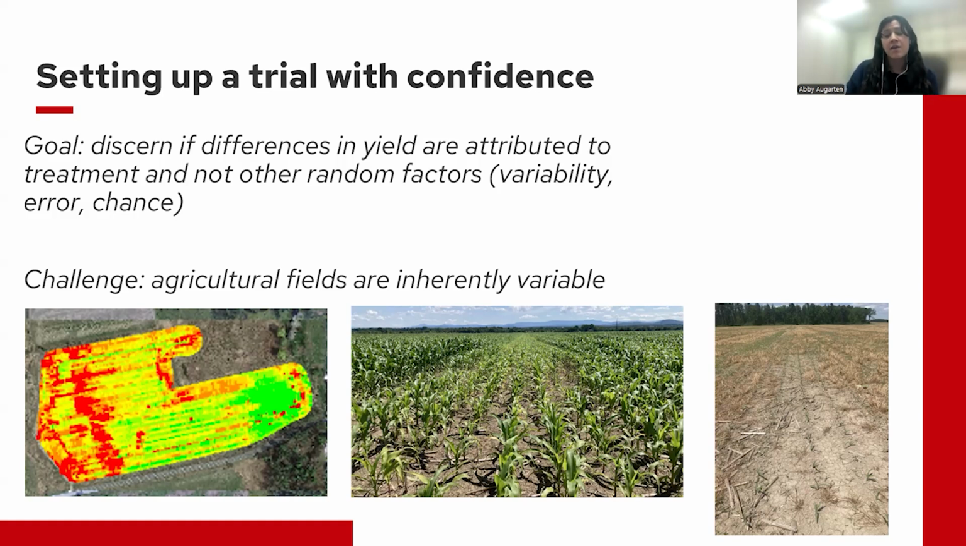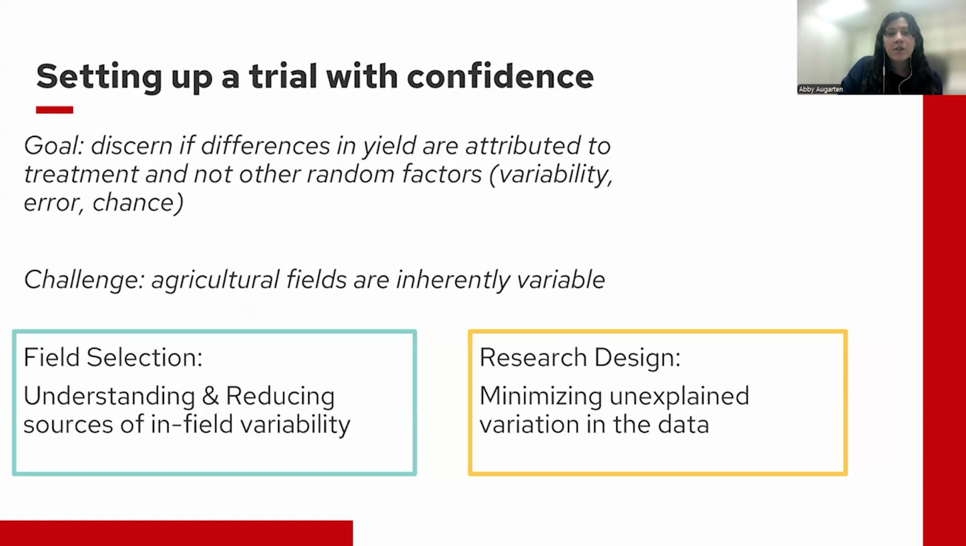So the opportunities for variability are quite robust in our agricultural field. So especially with on-farm research trials where we have field scale or large plot designs, we know we have a lot of spatial variability that we need to be cognizant of. So there's two opportunities here to address some of that in-field variability and set us up with confidence. So one is being mindful of field selection, right? Understanding the potential sources of in-field variability and then setting us up to try to reduce those sources.